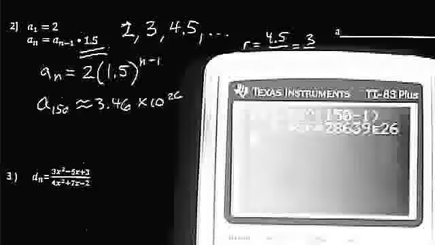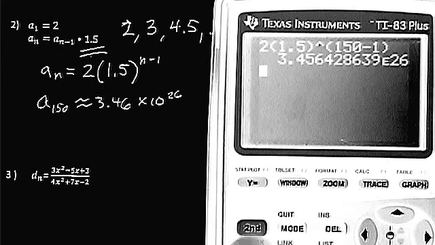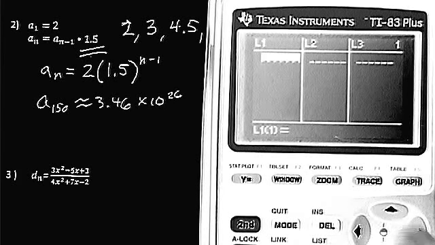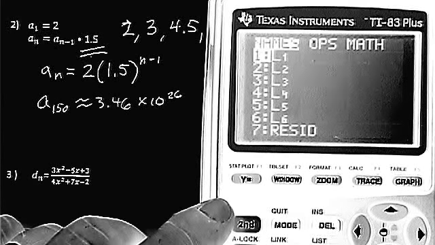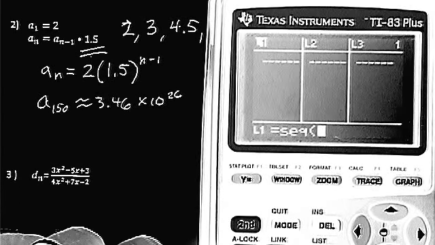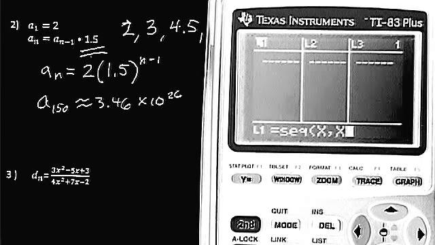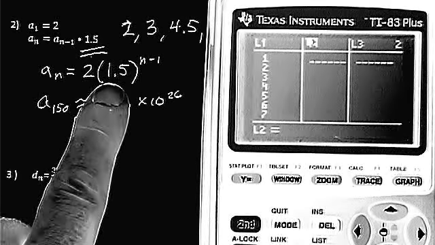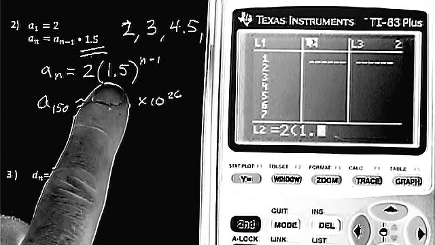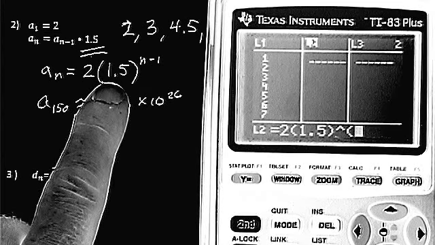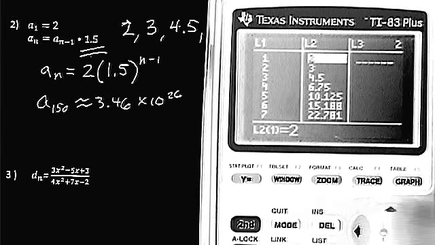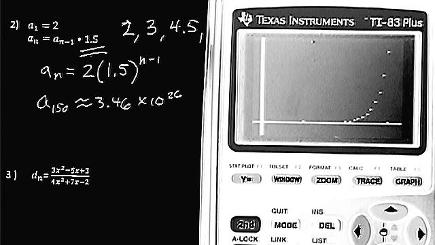Okay, rather big number. When you want to graph this, that's why when I get back into my lists, I'm going to get rid of that first one, and I'm going to get rid of this one. I'm only going to use the first 30 numbers, so second stat, ops, sequence, okay, y equals x, comma, variable, comma, 1, comma, 30, okay, let it use those values, 1 through 30, and now I can use this, 2 times 1.5, caret, and use parentheses around the exponent, list 1 minus 1, okay? Take a look at the graph, and if we do a zoom 9, why don't I have to go back and set up the scatter plot again? Because it already is set on list 1 and list 2.